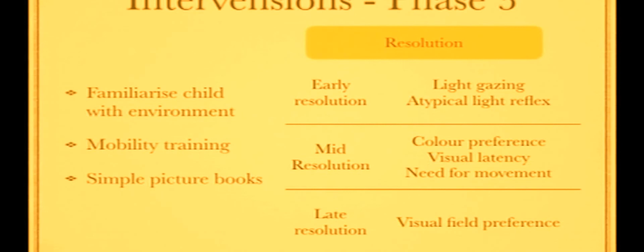In early resolution, the first thing which will go away is the light gazing and the atypical light reflex. In the mid resolution, the color preference, that is, usually the child may prefer red or yellow, those things go away. Visual latency, need for movement, all these go away. In late resolution, the visual field preference goes away, and if the therapy is successful, the child starts seeing well. So there is a response to concrete and abstract visual materials.